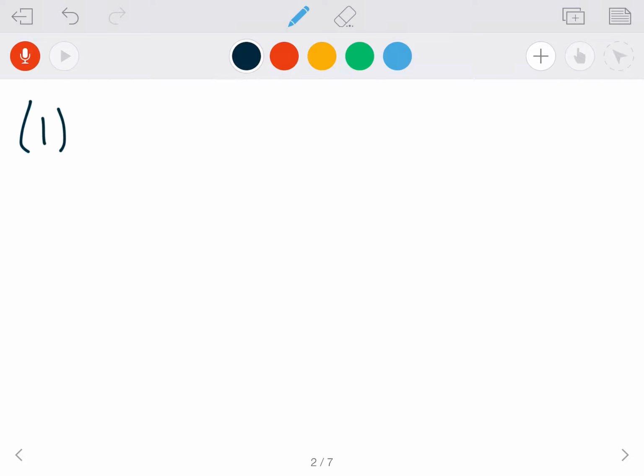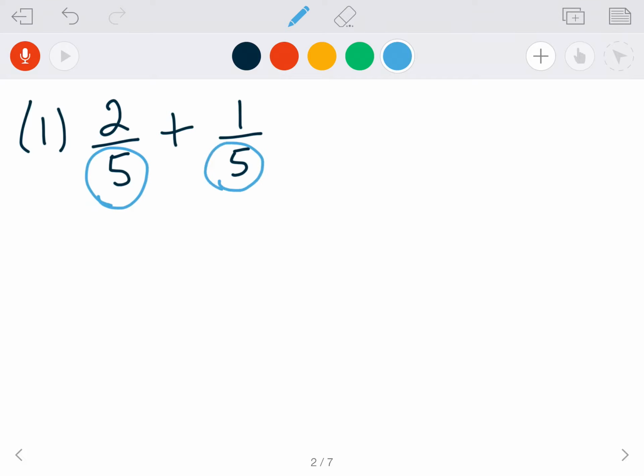Our first example will be with like denominators, 2/5 plus 1/5. Now our denominator in the first fraction is 5, and our denominator in the second fraction is 5. Notice that these numbers are the same. 5 is the same as 5.